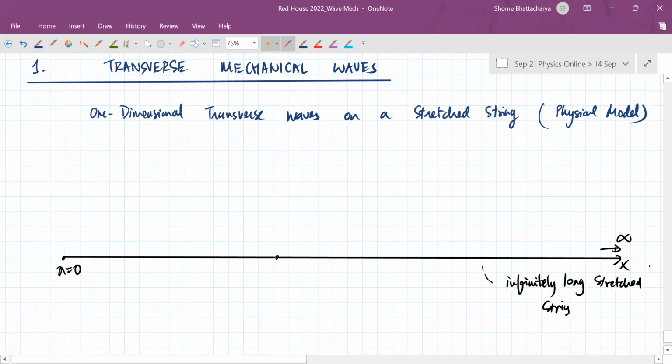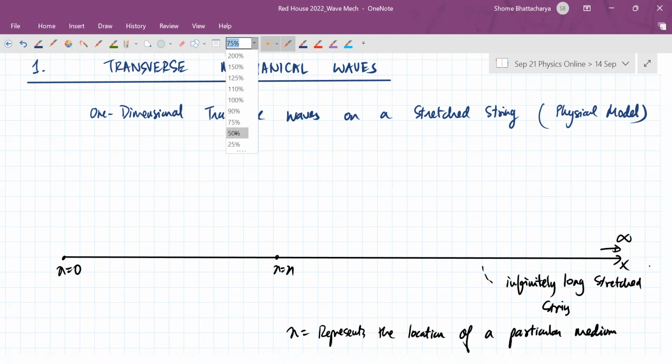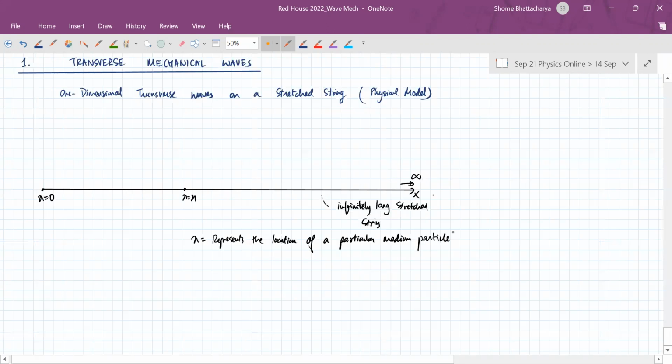So in that case, the x coordinate at any point represents the location of a particular medium particle. A particular point on the string is like a particular medium particle. So the x coordinate is like an address. Think of it like an address of a certain point in the medium.